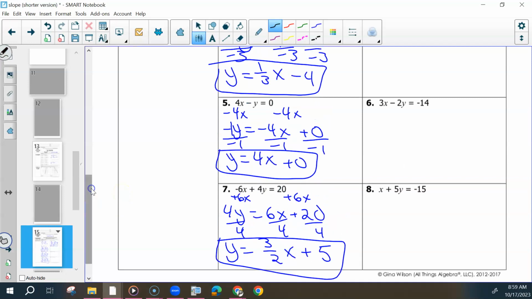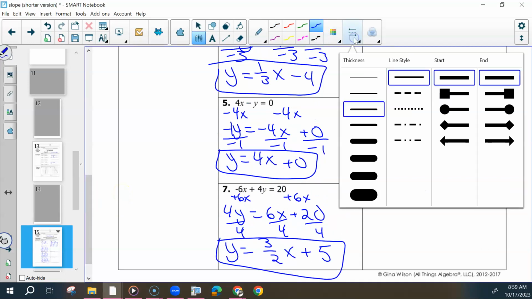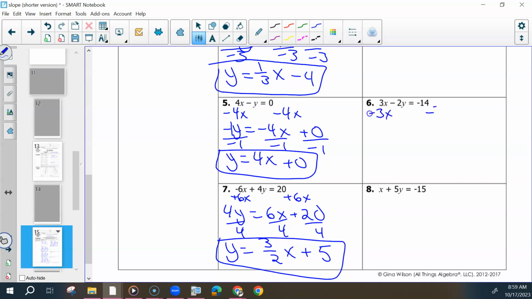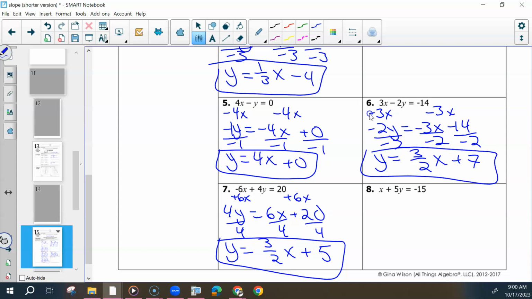Okay, I'm going to put up number 6. Our equation should have been y equals 3 over 2x plus 7. Everything became positive because everything was negative. We divided by negative. Do we have any questions on how to convert our standard form to slope-intercept form? Does it matter what order it's in? Yes. So it has to be in y equals mx plus b. If it's not in that order, you need to change it.